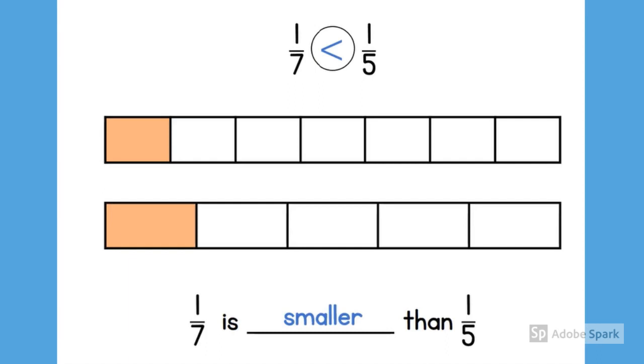So we can see from the bar models that they are exactly the same. However, they are cut into different parts. The top one is cut into 7 equal parts, and the bottom is cut into 5 equal parts. We have coloured in one of the parts from each bar model, and we can clearly see that 1/7 is less than 1/5. We can also say this as 1/7 is smaller than 1/5.